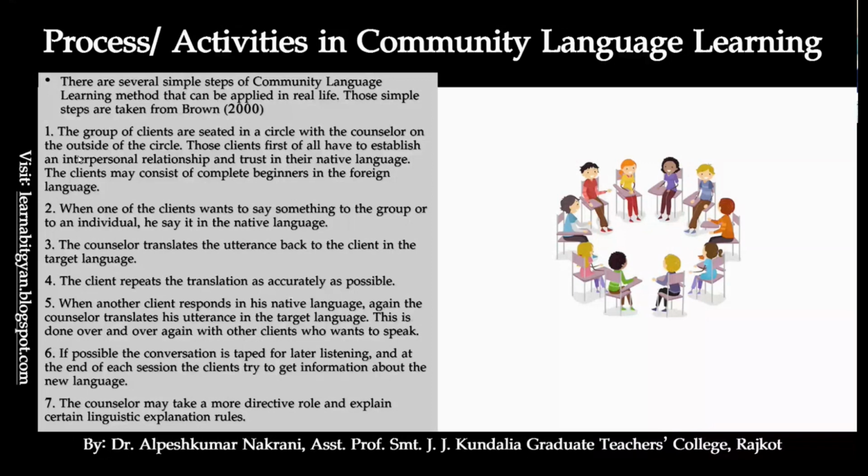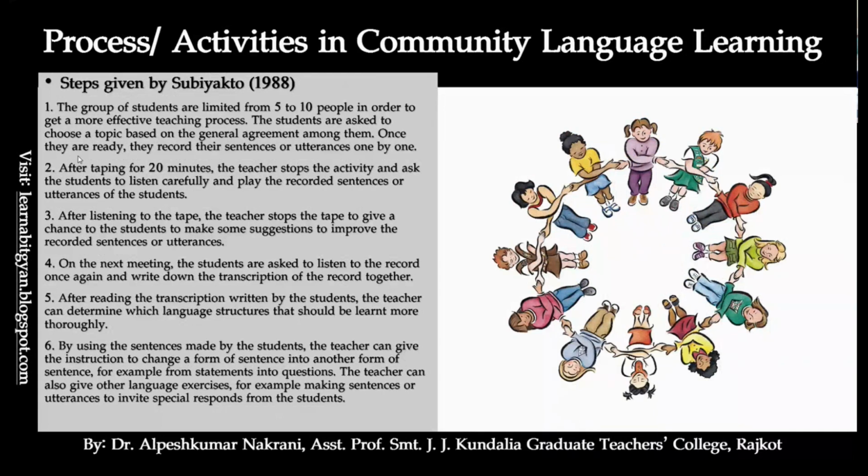So the teacher will translate it into English. So the student will say the same thing to the group in English. The teacher will translate the new sentences once again. All these things will be recorded, and later they listen to this, and the teacher may counsel them: these are the mistakes you have made. So this is the process. A group of 5 to 10 students should be enough, right? A taping for 20 minutes should be enough. That is the process.